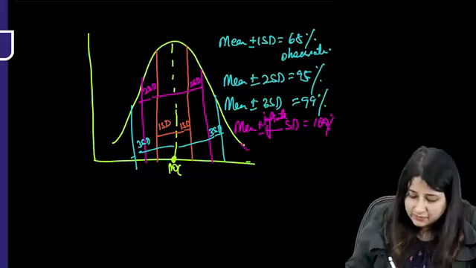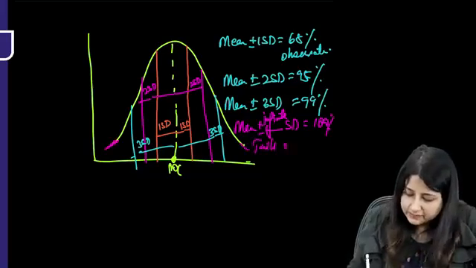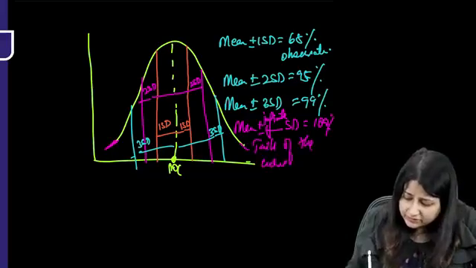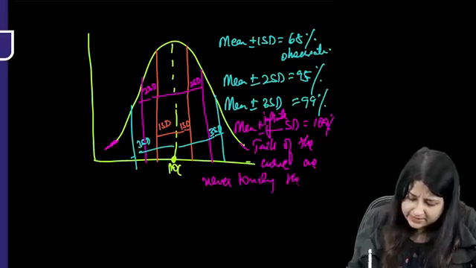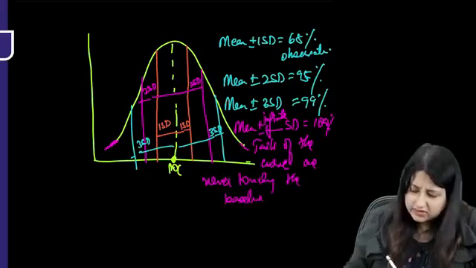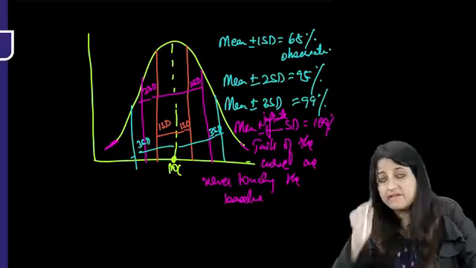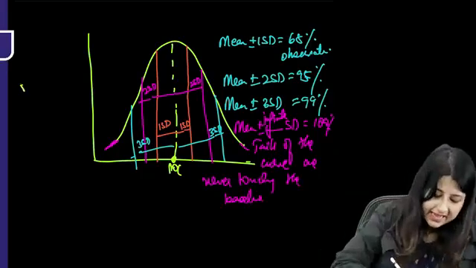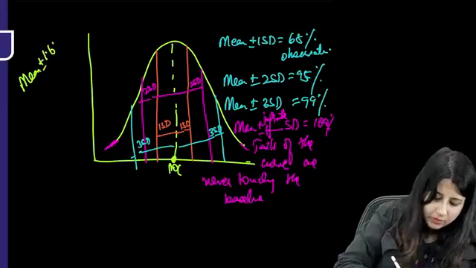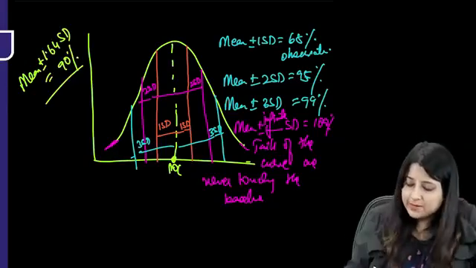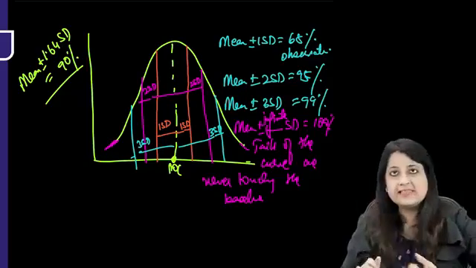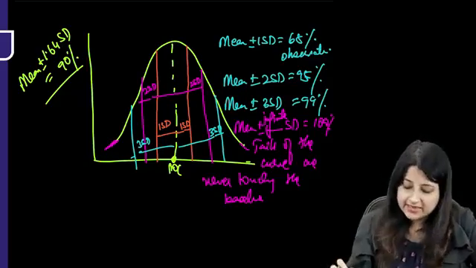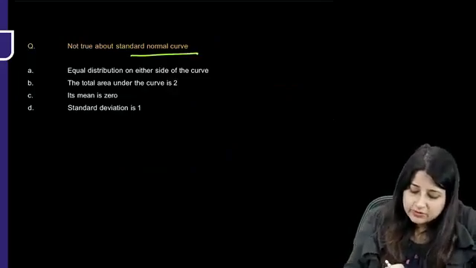That is why you can see that the tails of the curve are never touching the baseline. Are they touching the baseline, the tails of the curve? No. But these 3 formulas are very important. Once in an AIIMS paper, they asked mean plus minus 1.64 SD covers 90% of observations. But at least remember, 1 SD covers 68, 2 SD covers 95, 3 SD covers 99%. Got it, everybody?